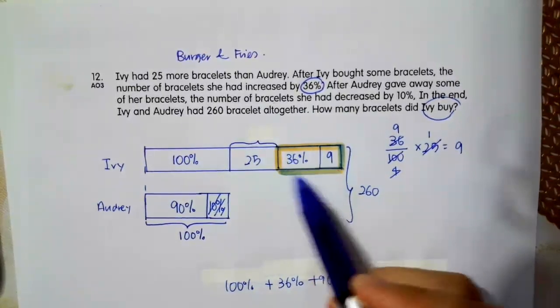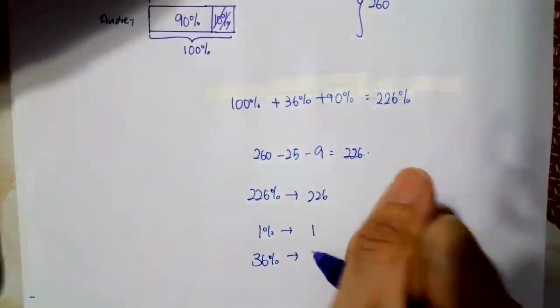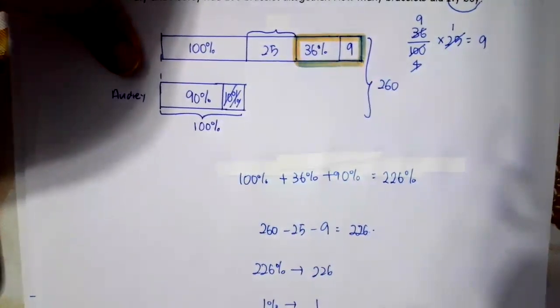So I'm going to find the 36% first. So 36% will just be 36 bracelets plus, then after add on your 9 bracelets. So there'll be 45 bracelets in total.